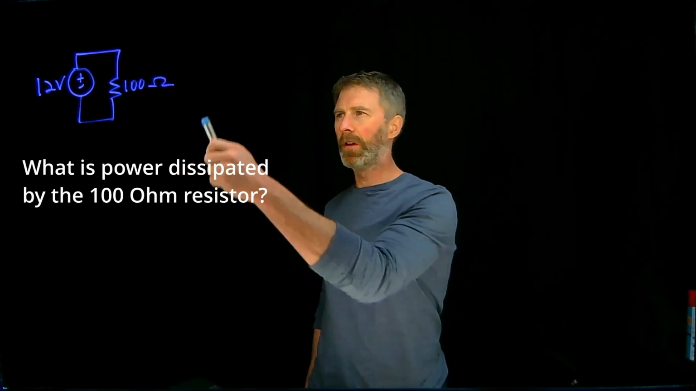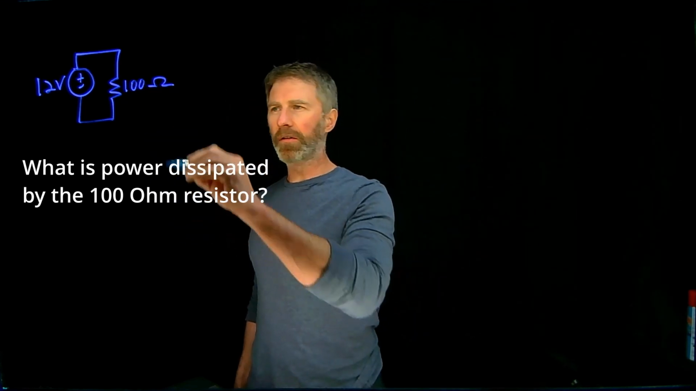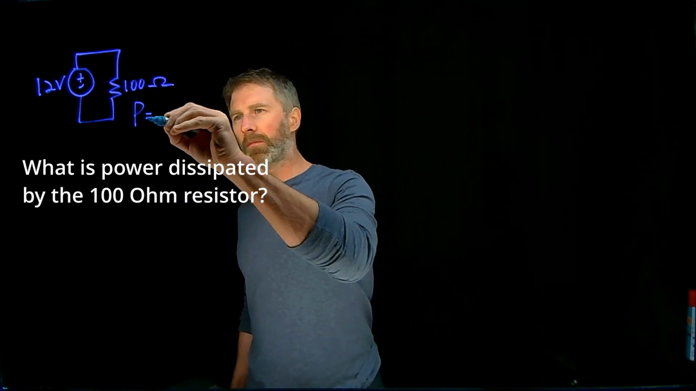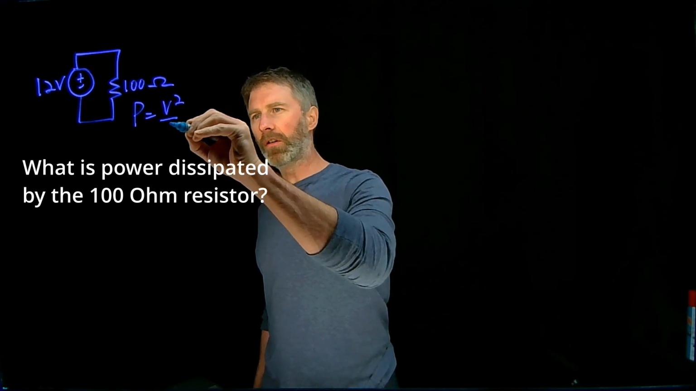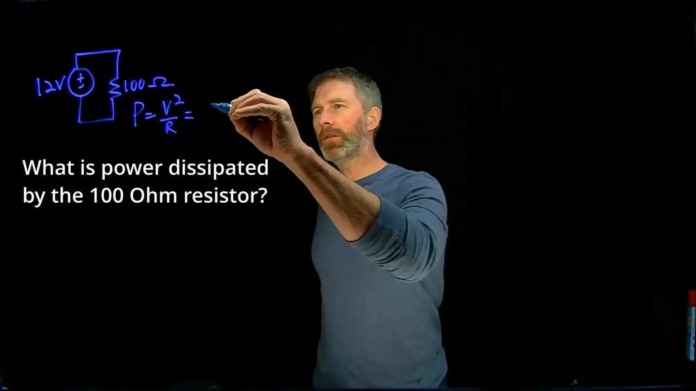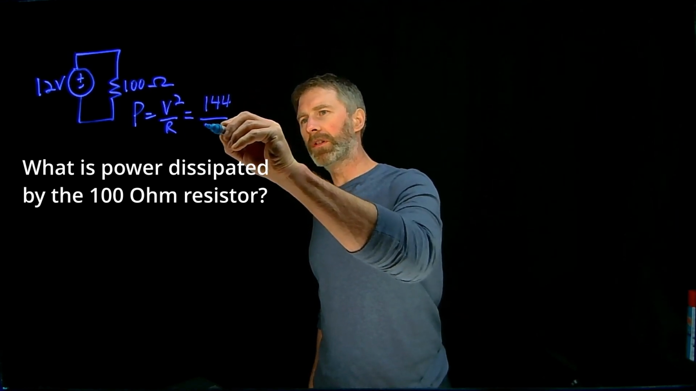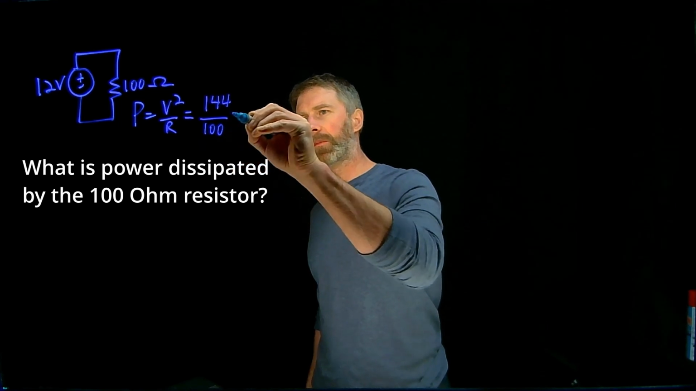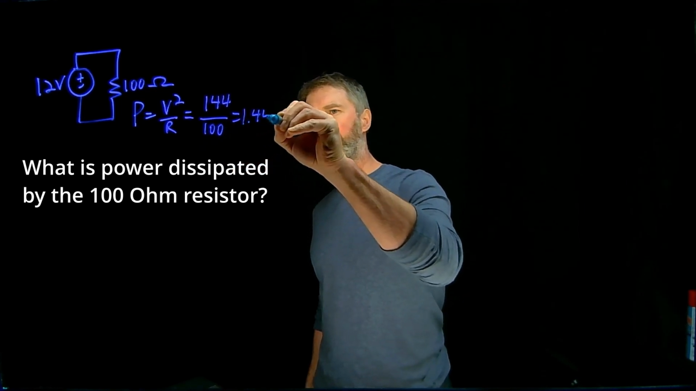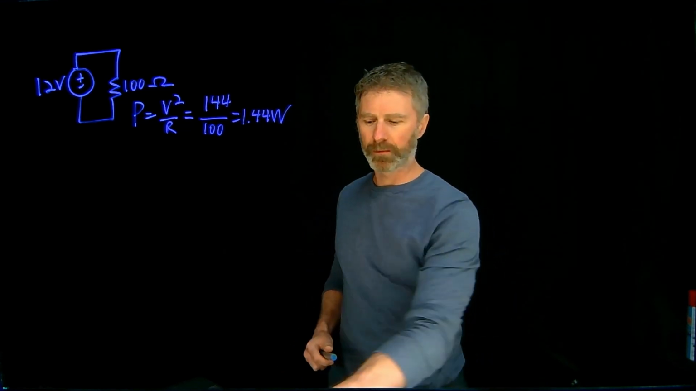First problem, what is the power dissipated by that 100 ohm resistor? This question is very straightforward. Power is equal to V squared over R. That's the equation we're going to use here. V squared is 144, the resistance is 100. So that's 1.44 watts.